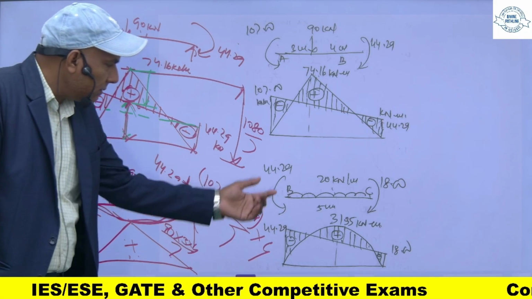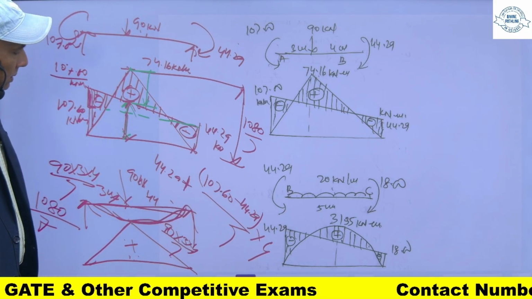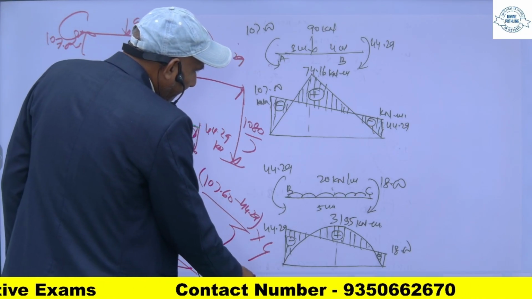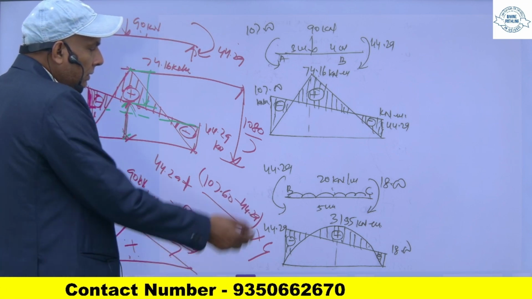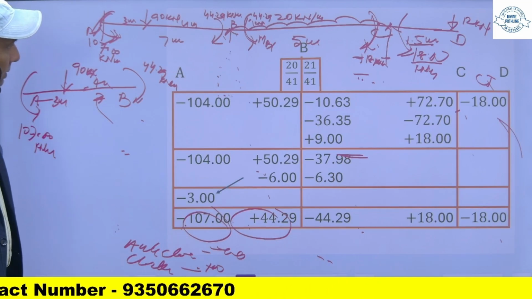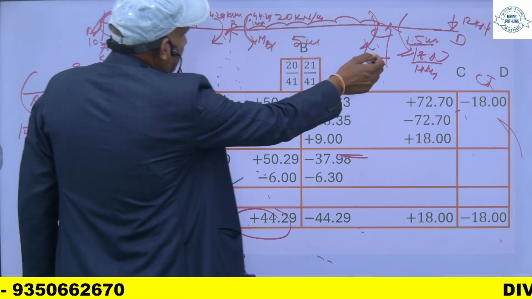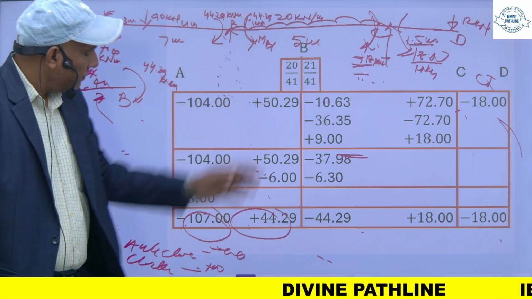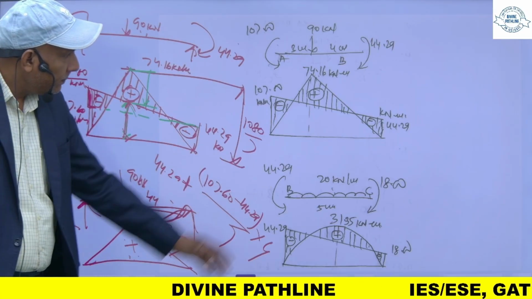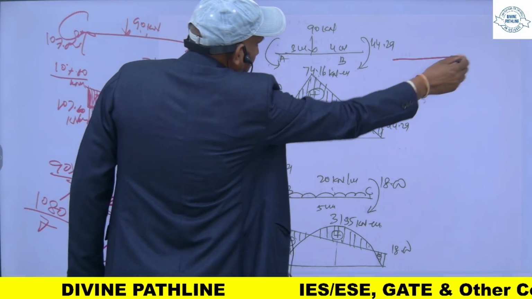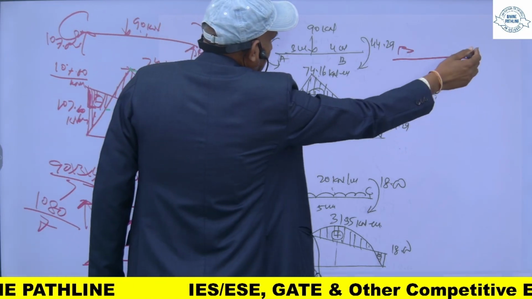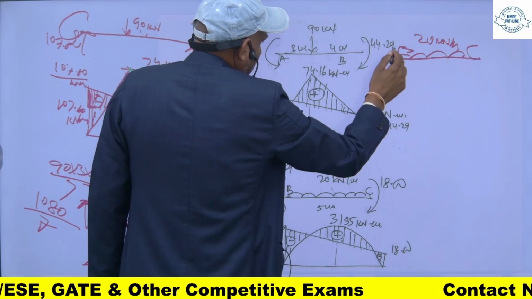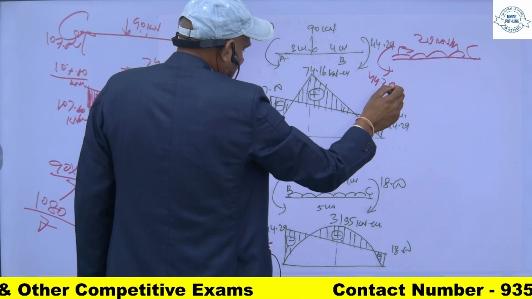For the CB portion, if you see, it is like this. So this moment is 44.29 and this is plus 18, clockwise, and this is the UDL. So you will get this one. Now this is BC, 20 kilonewton per meter. This moment is 44.29 and this is 18.